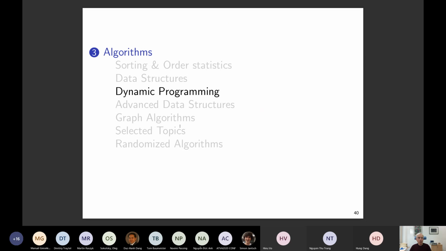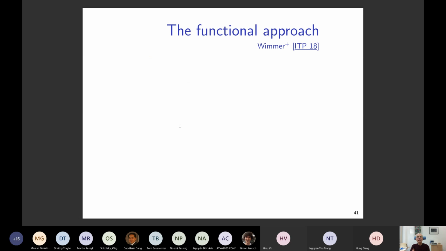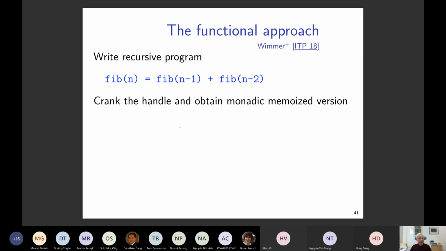Dynamic programming. It's of course an important chapter in any algorithms textbook, and we have an approach to that based on the refinement idea, starting from a functional definition of your dynamic programming problem, and that's usually the way it's also taught these days, not by fiddling around with arrays, but you start out with some recursive algorithm. And what I'll talk about is some work by Simon Wimmer and co-authors. The idea is you write some recursive program like the Fibonacci function, and then you crank the handle of this approach and you obtain a monadic memoized version.